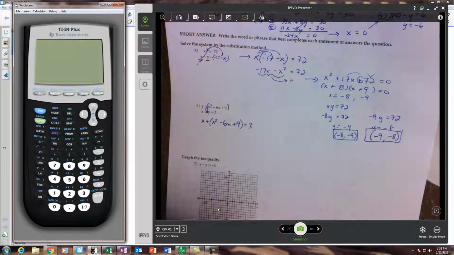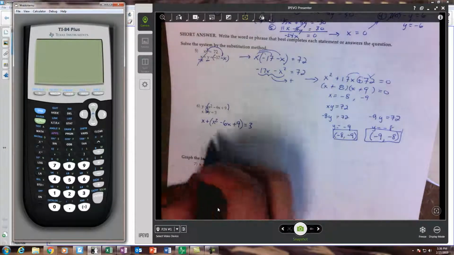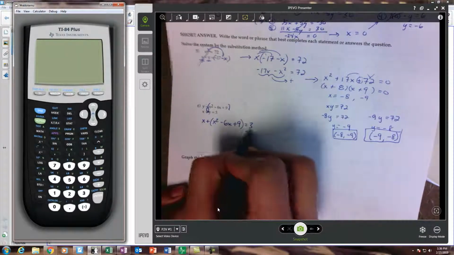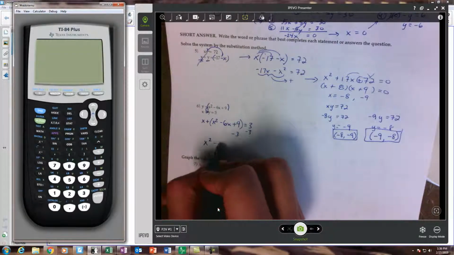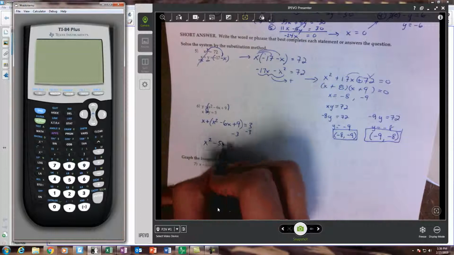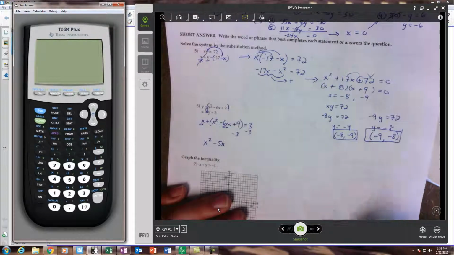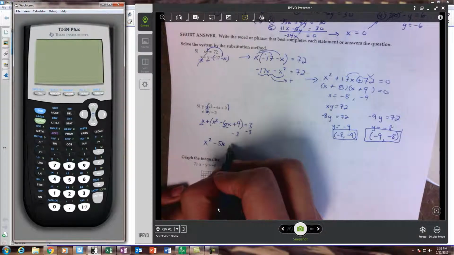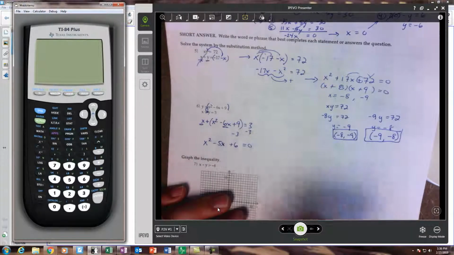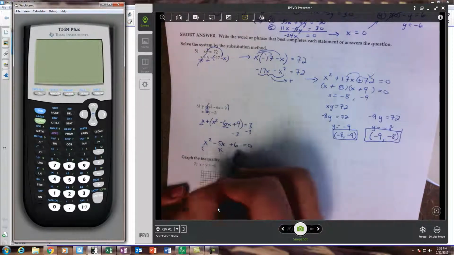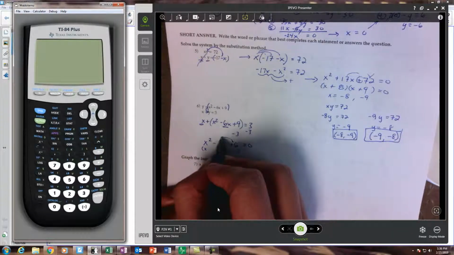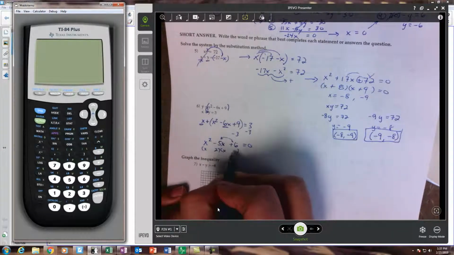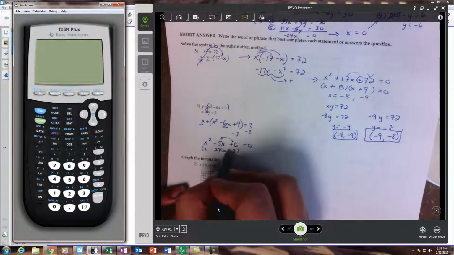Now there's no distribution to do, so I'm going to combine all my like terms, and I'm even going to minus 3 from both sides to get x squared minus 5x. Now that's, again, the combination of our like terms. And then 9 minus 3 is plus 6, and that's all equal to 0. Again, we're going to say this is x and x. Factors of 6 that add up to 5 would be 2 and 3. Because the 6 is positive, the signs match.